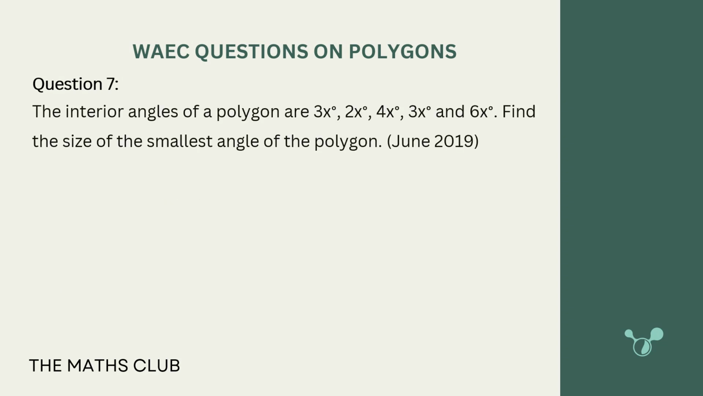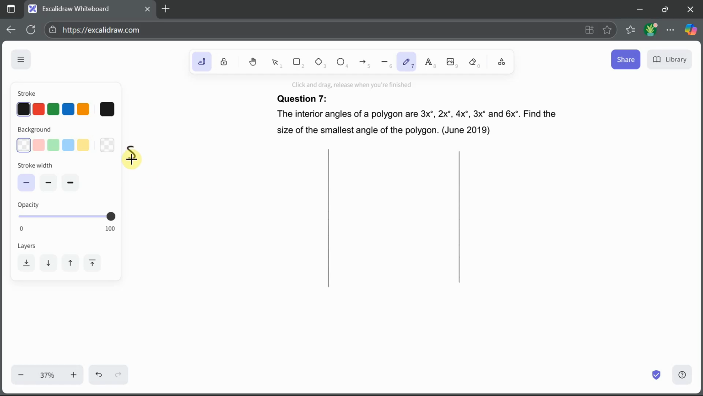Great. Question 7 says that the interior angles of a polygon are 3x degrees, 2x degrees, 4x degrees, 3x degrees, and 6x degrees. Find the size of the smallest angle of the polygon. Taken from June 2019. You notice it did not say the interior angles of a regular polygon. All of the angles would have been the same, but it just said of a polygon. So this is an irregular polygon. I should find the size of the smallest angle. The smallest angle will be which of these? Great, that will be 2x degrees. That will be the smallest angle. So if you know what x is, you can find the rest. So we know that the sum of interior angles is what?